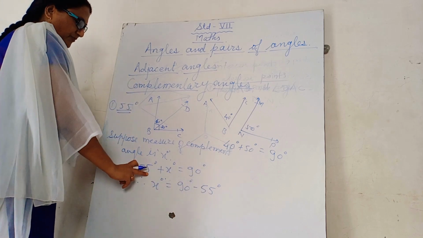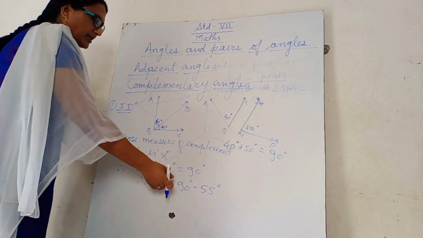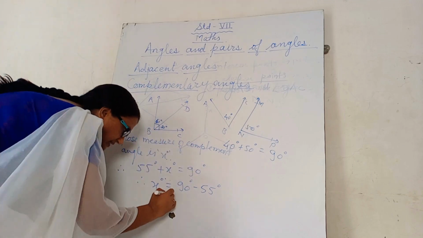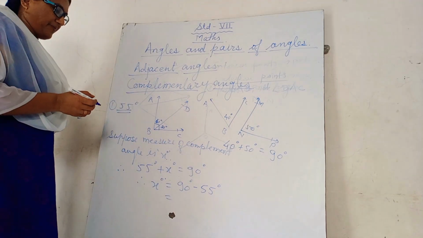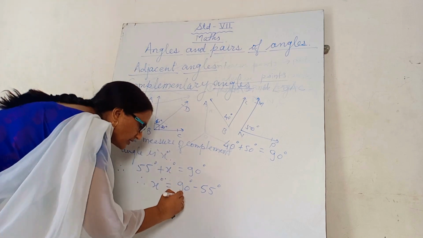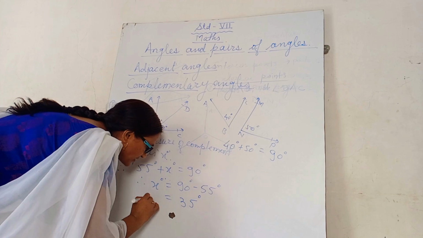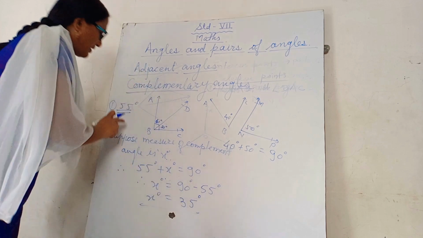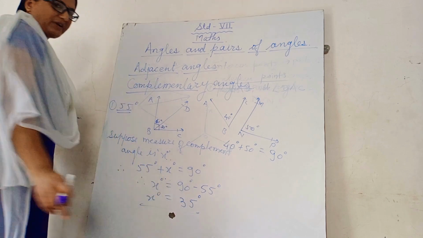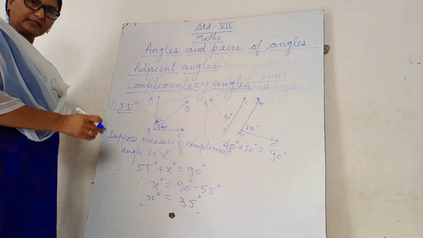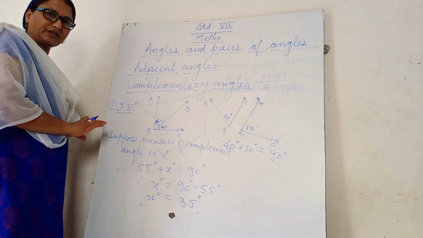Here it is plus 55, but after changing sides it will be minus. What is the answer? 90 minus 55 is 35. Therefore, what is the complement of 55 degrees? It is 35 degrees. Isn't it? Any difficulty?